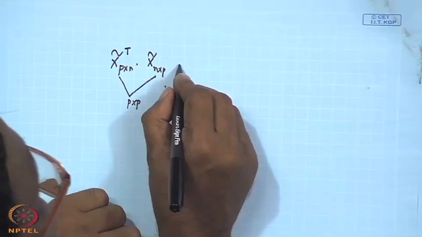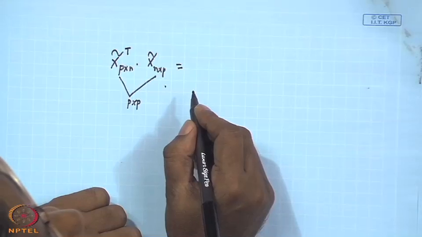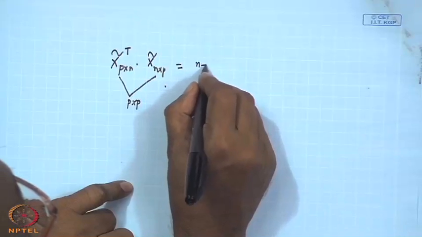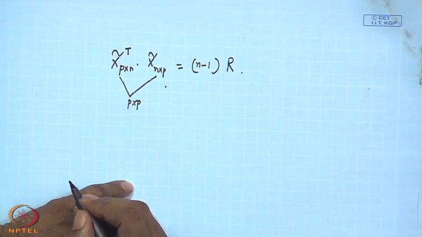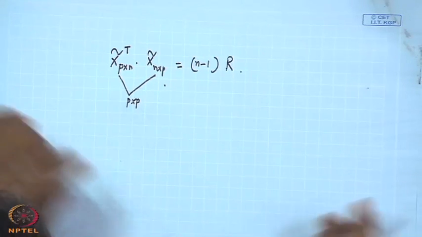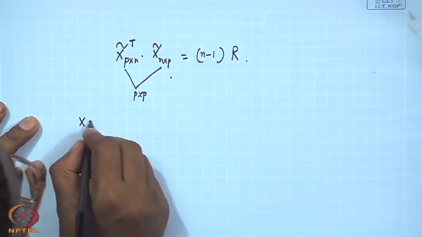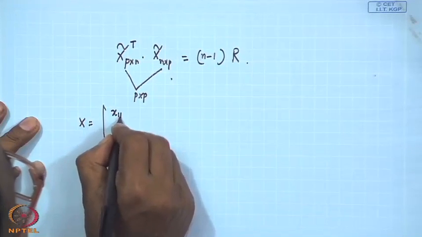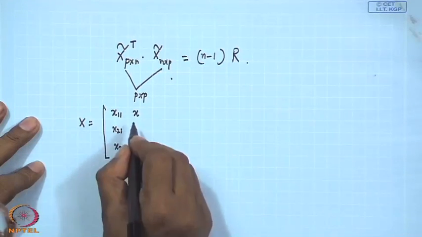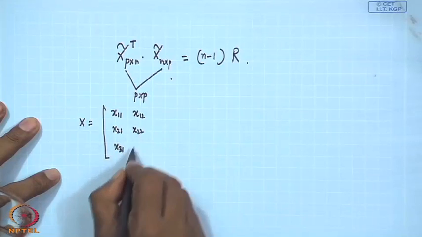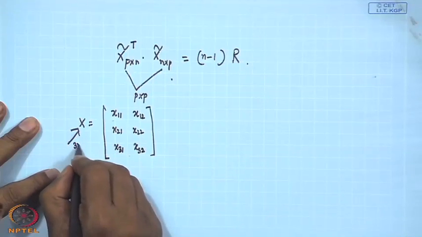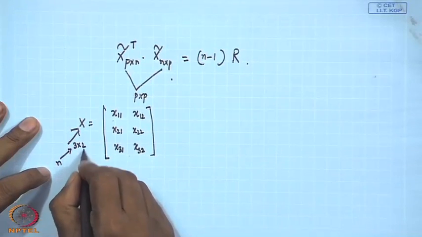Then what will happen? No, this will not be the identity matrix. This is not identity. You will get this as n minus 1 into r. If you want to check it, you can check it very simply. Suppose my data matrix is like this. I will take only 3 values, x11, x21, x31. Then for the second variable take x12, x22 and x32. So, in this case the data matrix is 3 cross 2, where n is 3 and p is 2.